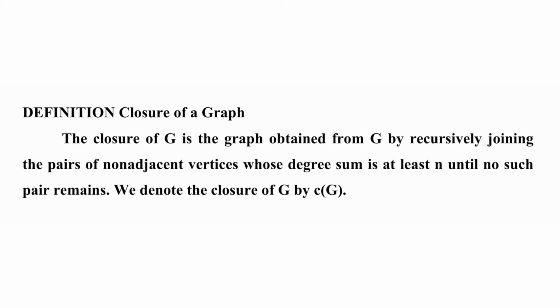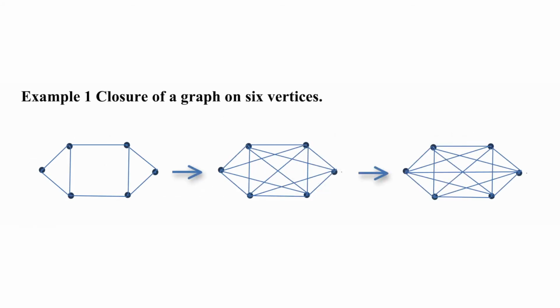Next, we shall see the definition of the closure of a graph. The closure of G is a graph obtained from G by recursively joining the pairs of non-adjacent vertices whose degree sum is at least n until no such pair remains. We denote the closure of G by C of G. Now, let us see an example of the closure of a graph. The closure of a graph on 6 vertices can be seen on the screen.